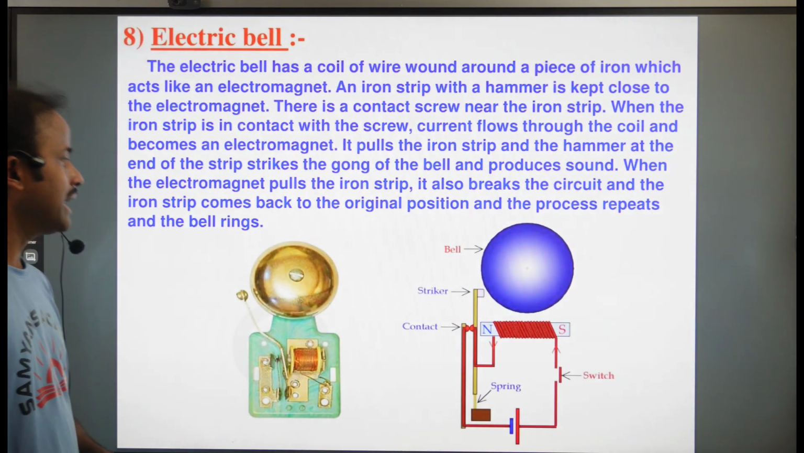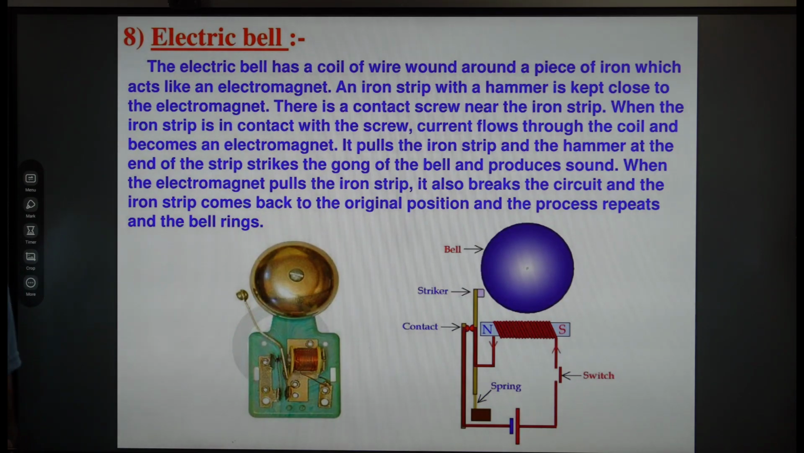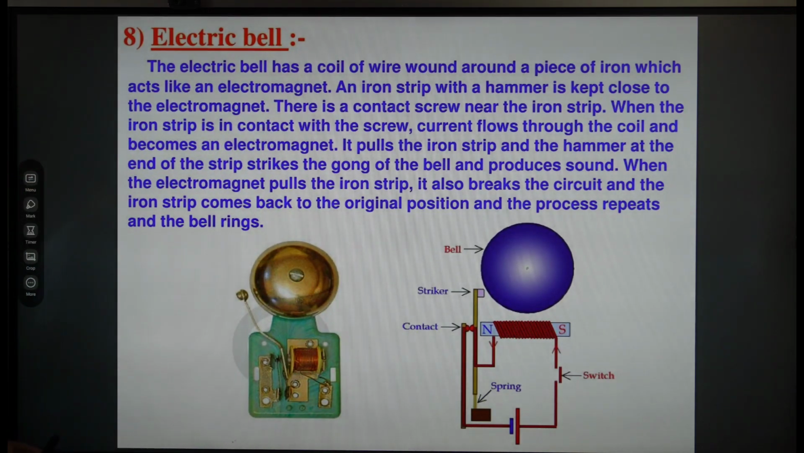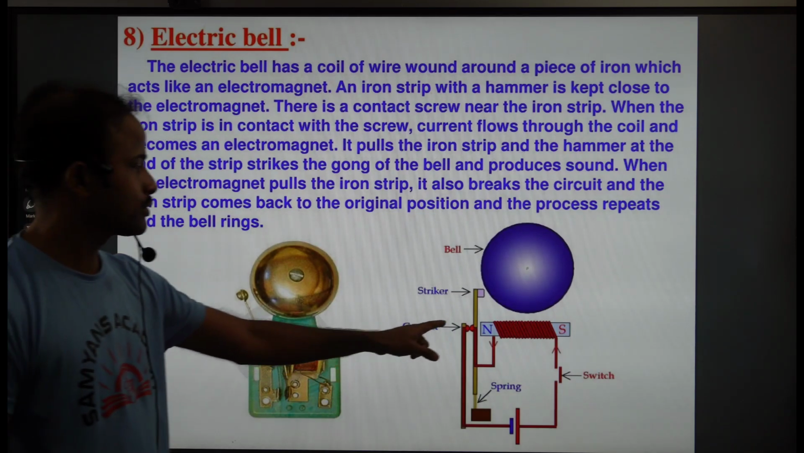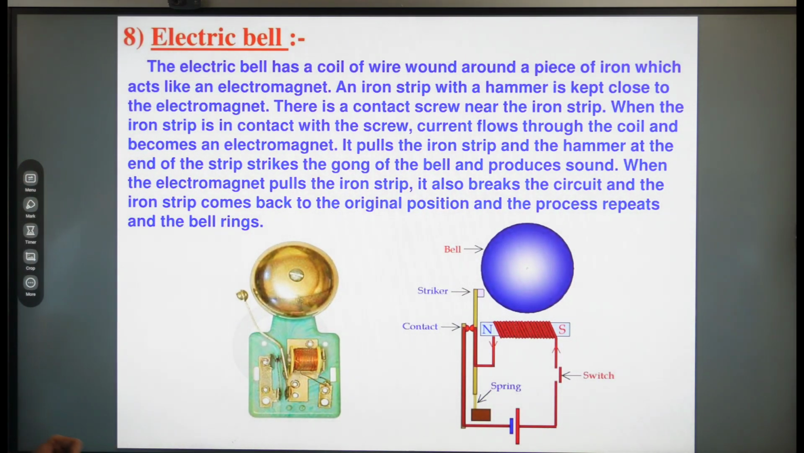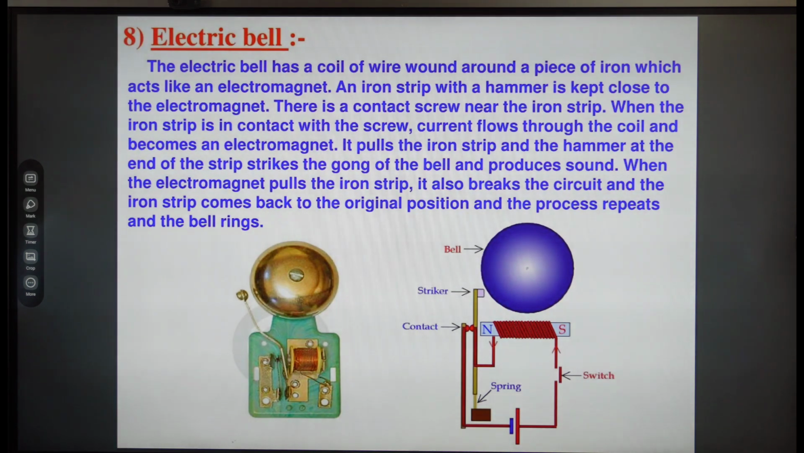Move on to the next one, the electric bell. The electric bell has a coil of wire wound around a piece of iron, which acts like an electromagnet. Now you see, we have taken one wire which is wound around a piece of iron, which acts as an electromagnet. There is a contact screw near the iron strip. When the iron strip is in contact with the screw, current flows through the coil and it becomes an electromagnet.